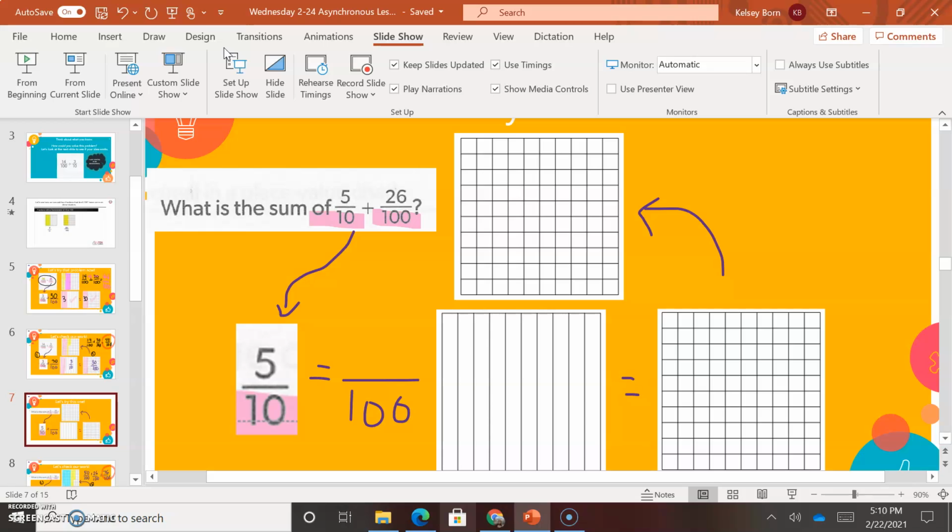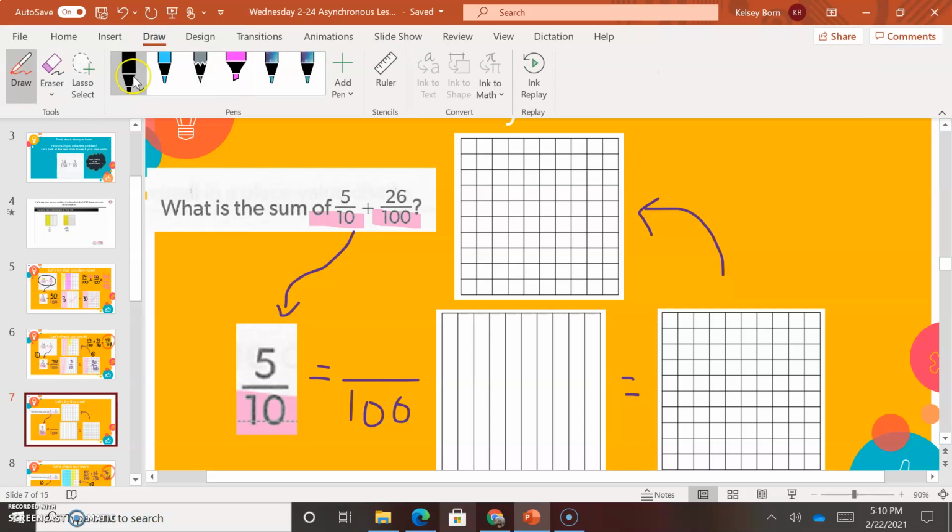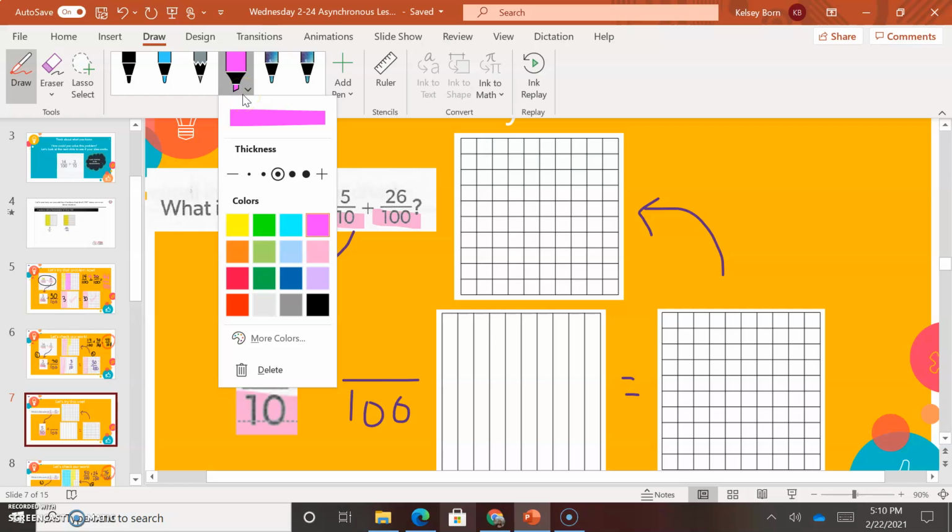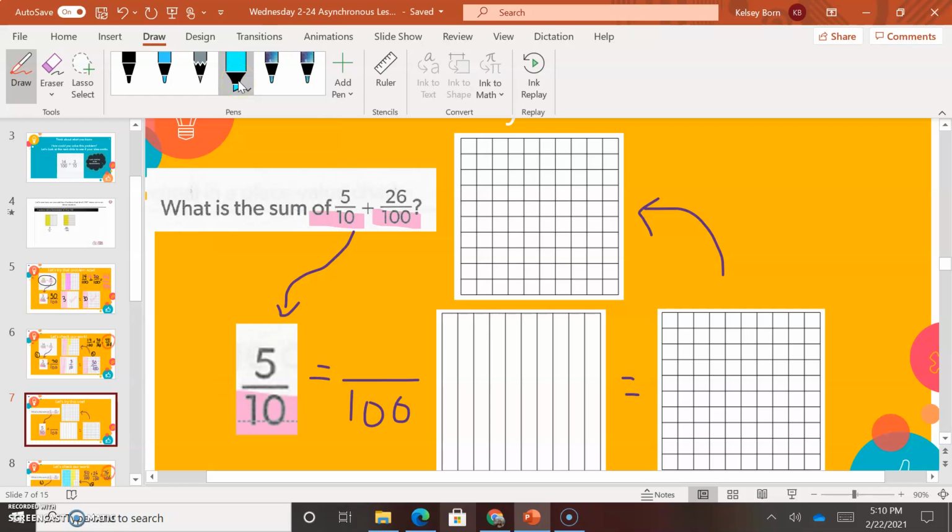Okay, for those of you who are ready to go ahead and solve, we will do that now. Choose a new color. We notice that the denominators are not the same, so we have to find an equivalent fraction. So 5/10 is going to be 5 of these bars filled in. Okay, so it should look something like this once I'm done coloring and being extra. So there's 5/10, and you want to color in the same portion on the hundredths.